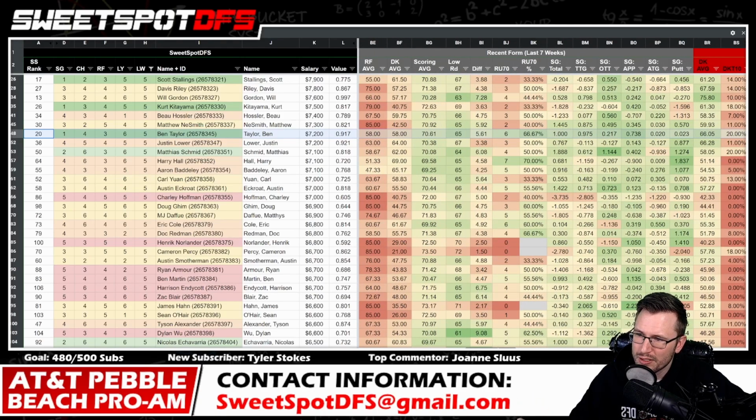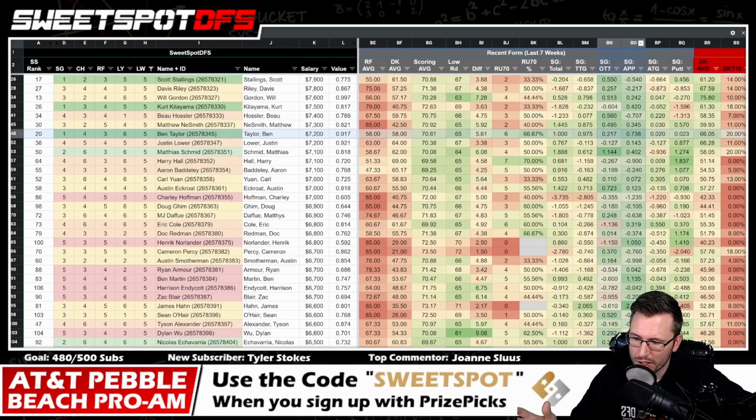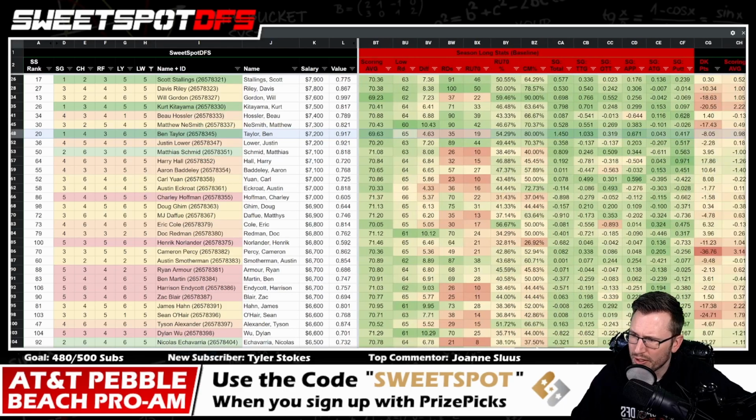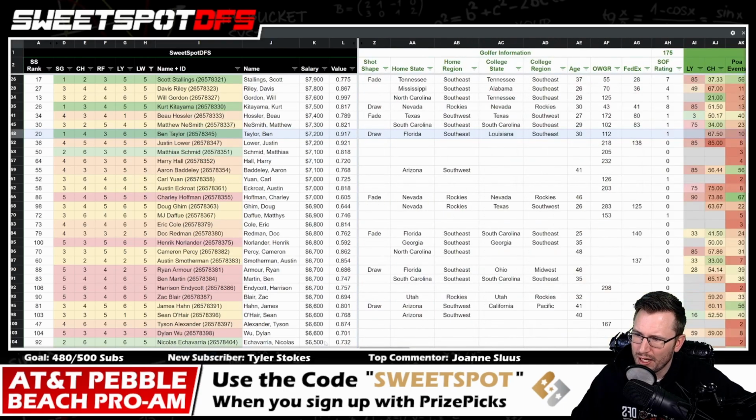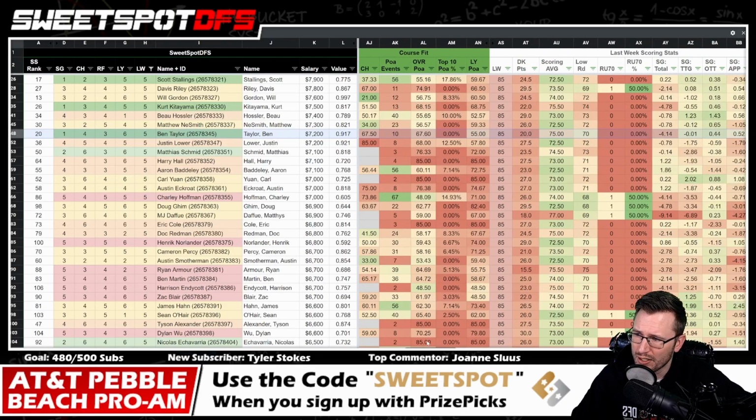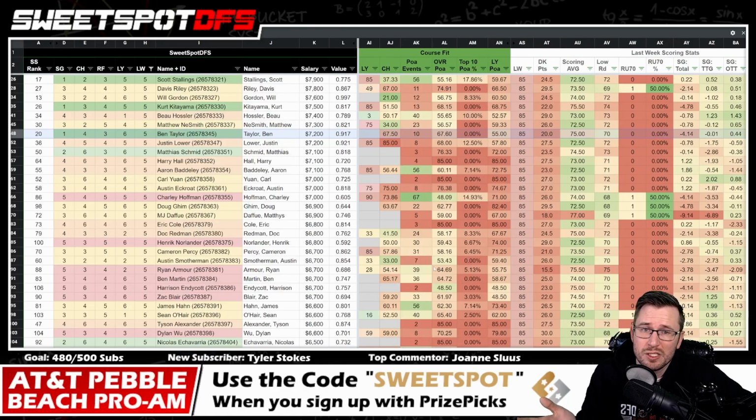Same applies with his recent form stats, his off the tee and approach stats, all really good. So yeah, I could still go to Ben Taylor. It seems like a really good value. And maybe he breaks his POA mold. Maybe he plays well here. Who knows? I don't mind it. Don't mind it at all.